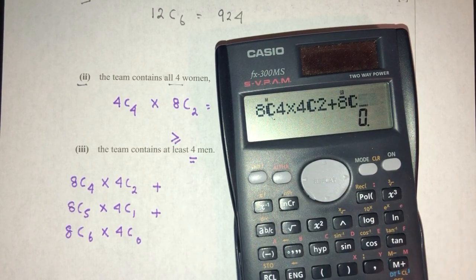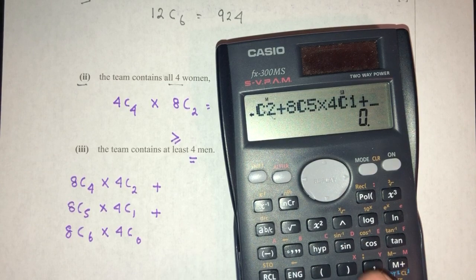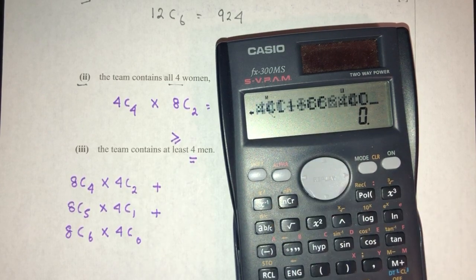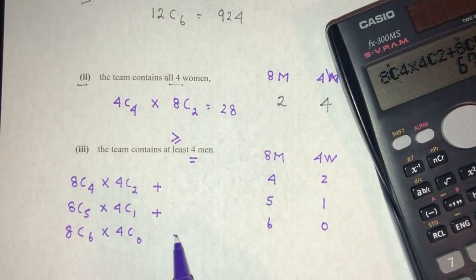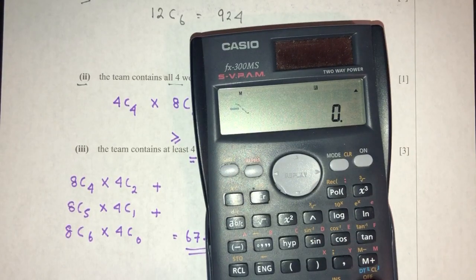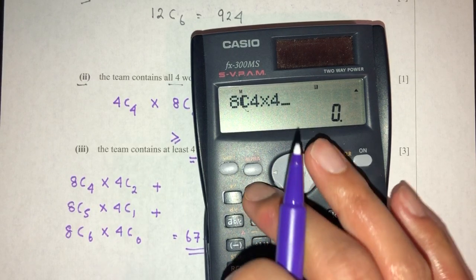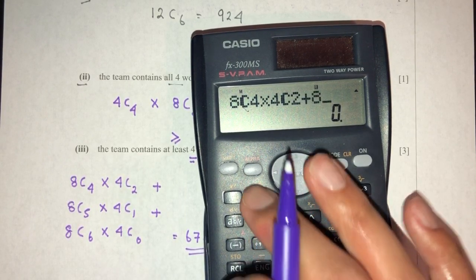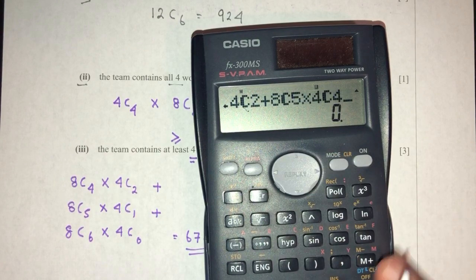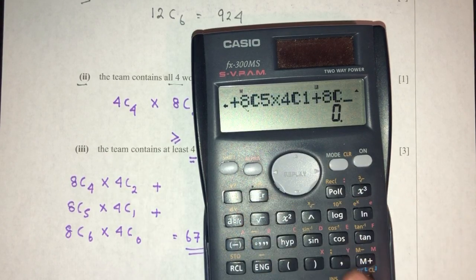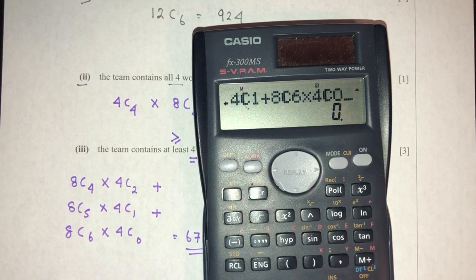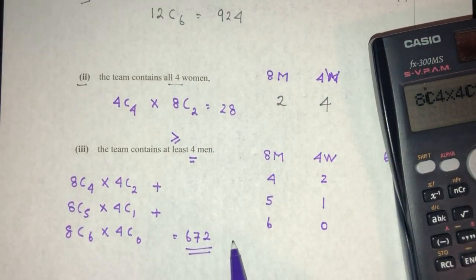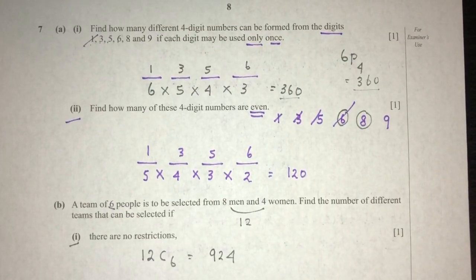Plus 8 choose 6 times 4 choose 0. That will be 672. So let's try again, because I always make mistakes on my calculator. Let's see again to see what the values are. So this is the first one, 8 choose 5 times 4 choose 1 plus 8 choose 6 times 4 choose 0. Okay. Seems to be the same answer, so that will be your answer for part B. That is question number 7.